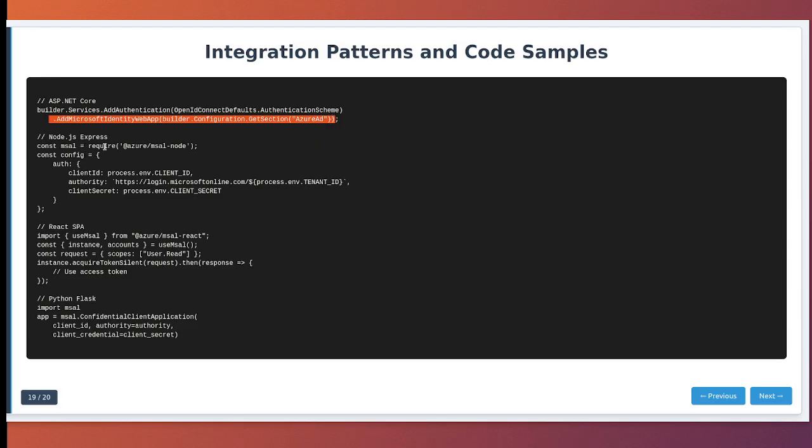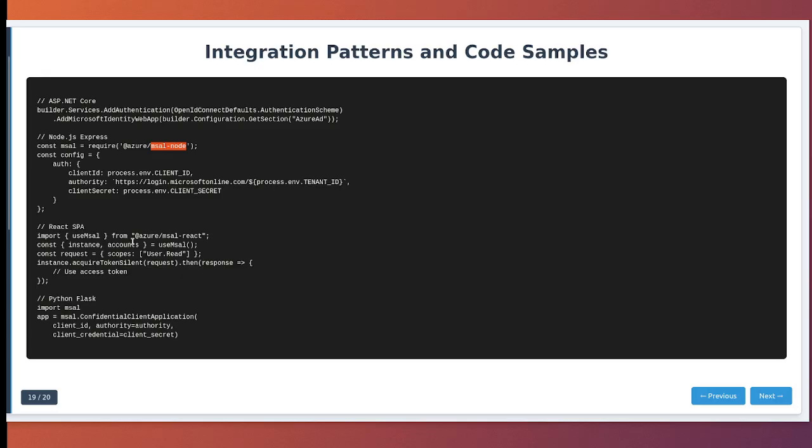For Node.js applications using Express, the pattern is similar but requires more explicit configuration. The MSAL, Microsoft Authentication Library, handles the heavy lifting of token acquisition and caching. The key is properly configuring the redirect URLs and scopes. The session configuration is crucial. In production, use a proper session store like Redis, not memory storage.